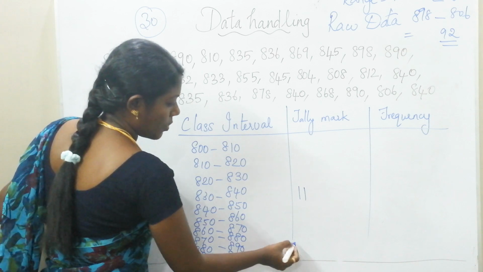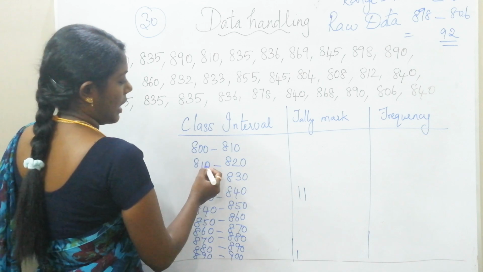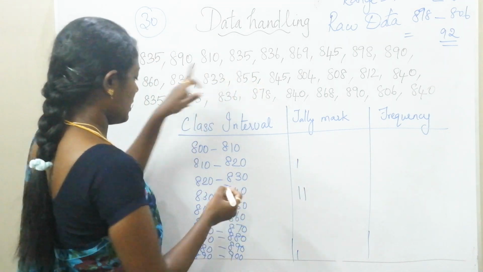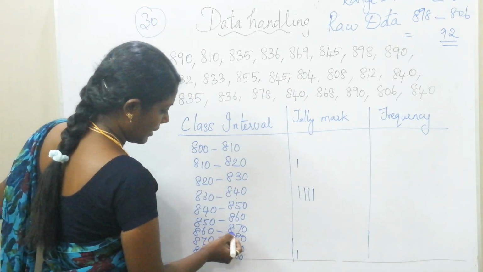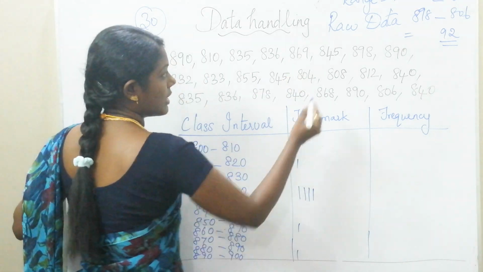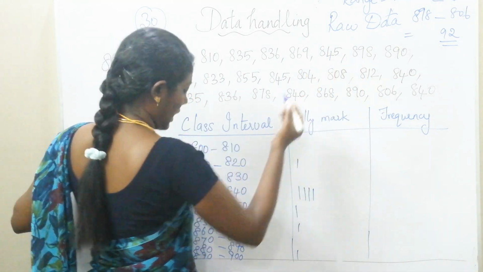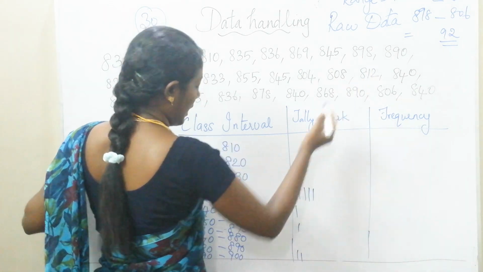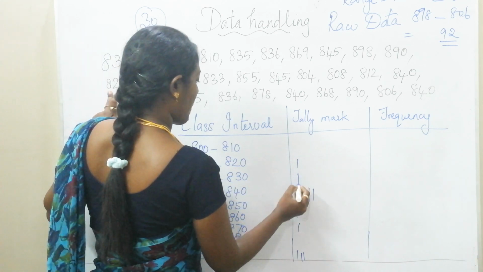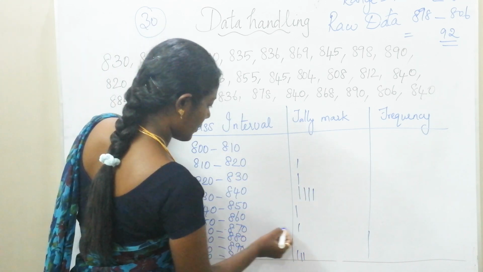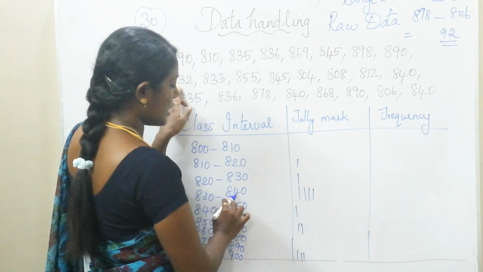890, it is over here in the last. 810, again over here. 835, 836. 869 is under 860 and 70. 845 is over here. 898 will be in last. 890 again the last. 820, 860, 832. See, 832 again comes over here.